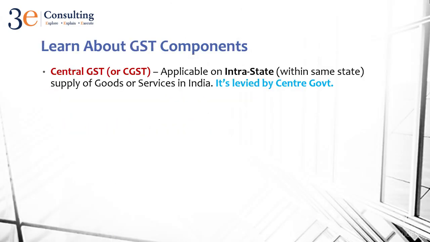So the first component of GST is Central GST, or CGST, and it is applicable on intra-state transactions within the same state. So if you are in Delhi and you're trading in Delhi, then it is going to be applicable. If you are in Karnataka and you're trading in Karnataka, it means that CGST is going to be applicable, right? So it is going to be within the same state on the supply of goods and services in India, and it's levied by the central government. Right, so this is one of the components.